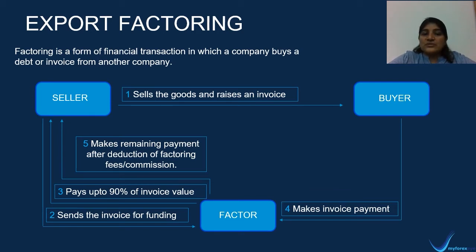The third step is when the factor, upon receiving the invoice, pays up to 90% of the invoice value to the seller. Now, the buyer makes the invoice payment. Once this is done, the factor will make the balance payment, the remaining 10% of the amount, after deducting the factoring fees or the commission. So this way, the buyer gets time to make the payment. At the same time, the seller is happy that his payment has come, at least 90% of it has come at the right time.